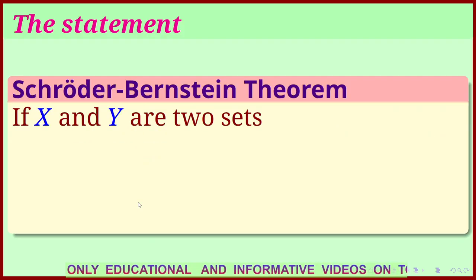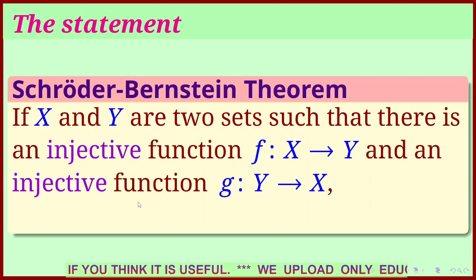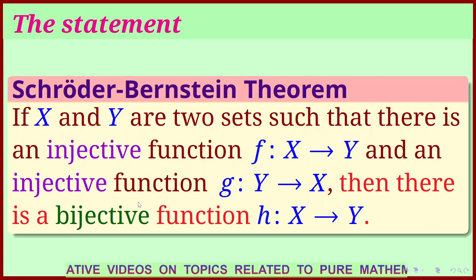So let us now straightaway go to the statement of the Schroder-Bernstein theorem, which says that if X and Y are two sets such that there is an injective function f from X to Y (injective means one-to-one, distinct elements go to distinct elements), and also there is an injective function g from Y to X, then there is a bijective function h from X onto Y. So if there is an injective function from X to Y, and if there is an injective function from Y to X, then there is a bijective function h from X onto Y.